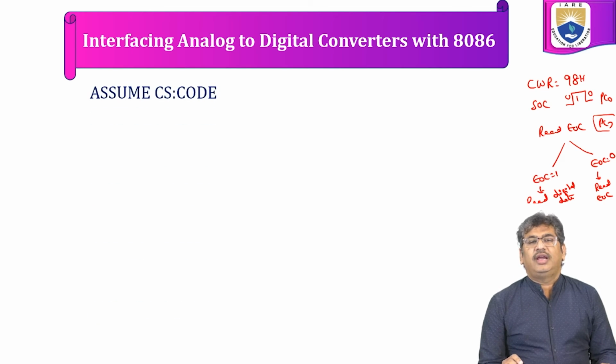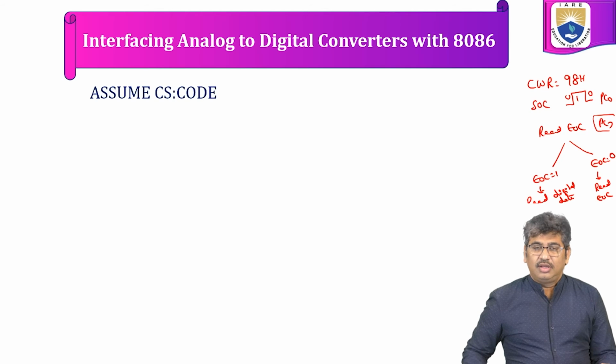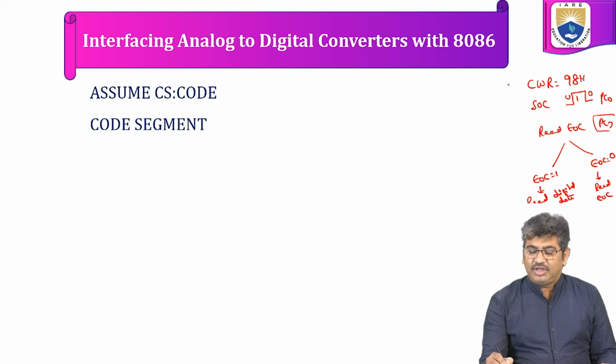For assigning a memory for code segment, we use the directive assume CS:code. Next, the start of code segment through the segment directive, that is code segment. The very first step is we have to write the control word register as 98H.